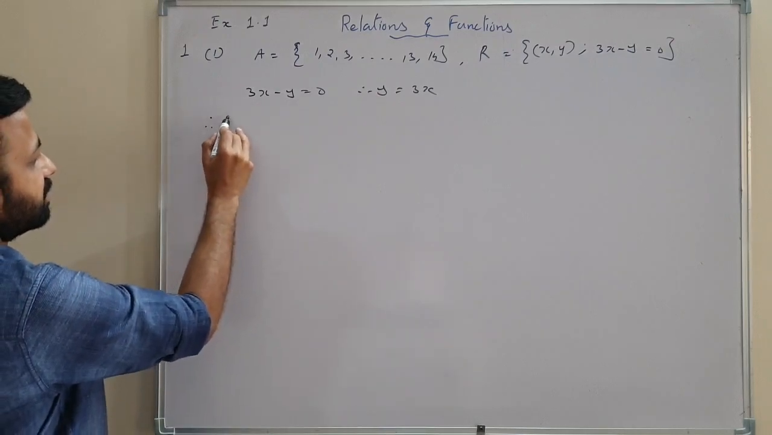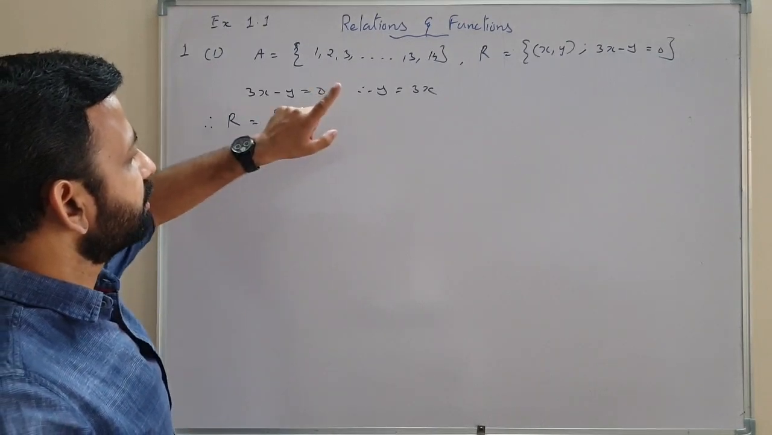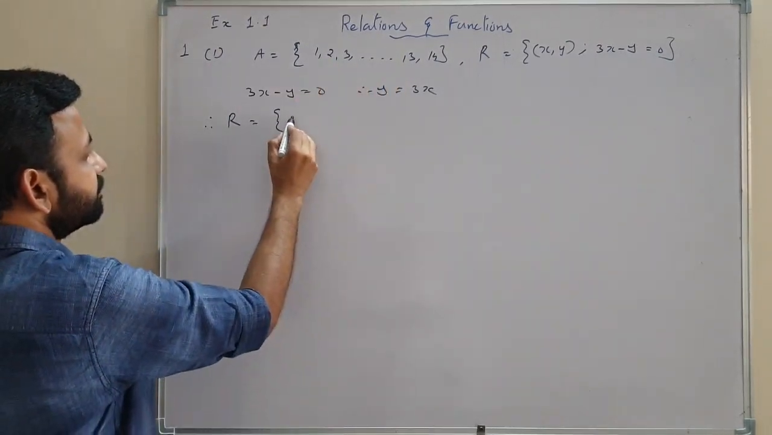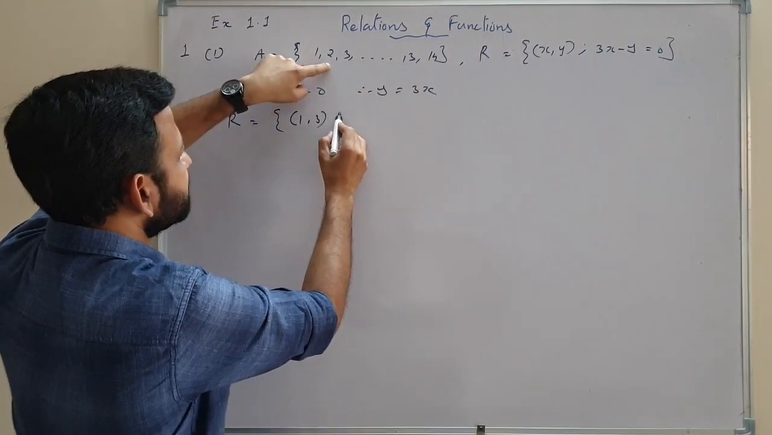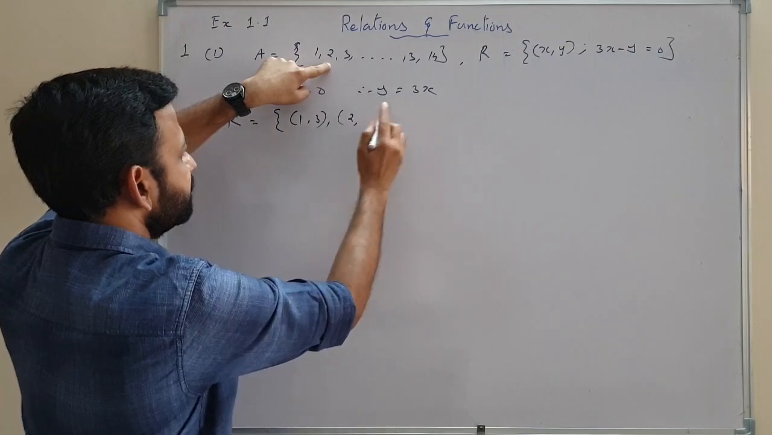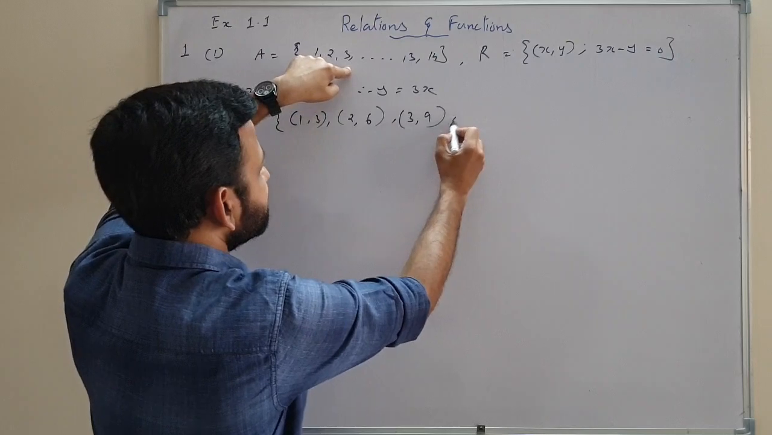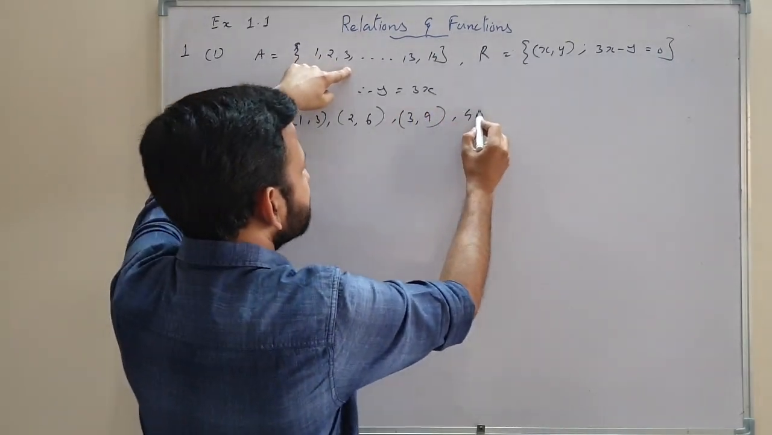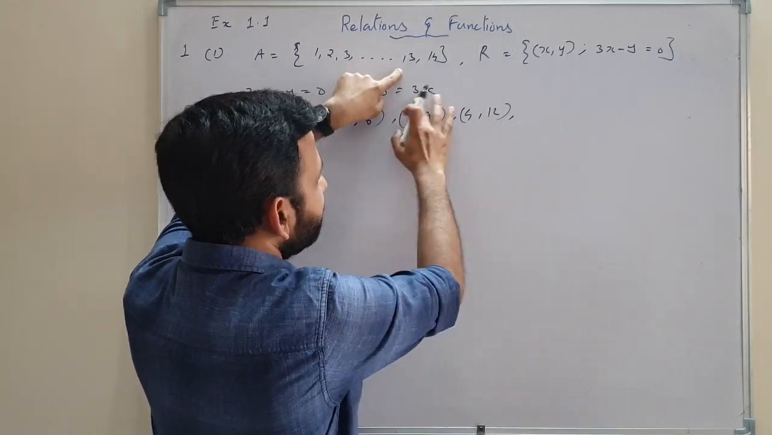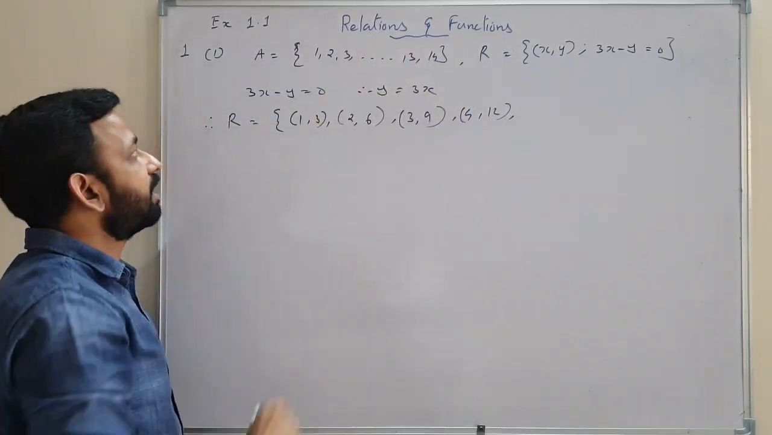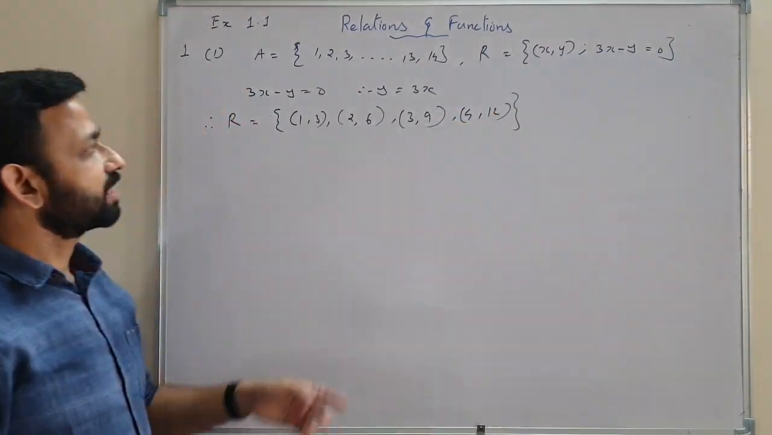So we can find the elements of R. y is equal to 3x. When x is equal to 1, y is equal to 3 into 1, that is 3. When x is equal to 2, 3 into 2, 6. When x is equal to 3, 3 into 3, 9. When x is equal to 4, 3 into 4, 12. When x is equal to 5, 3 into 5, 15. But 15 is not an element of A. So these are the elements of R.